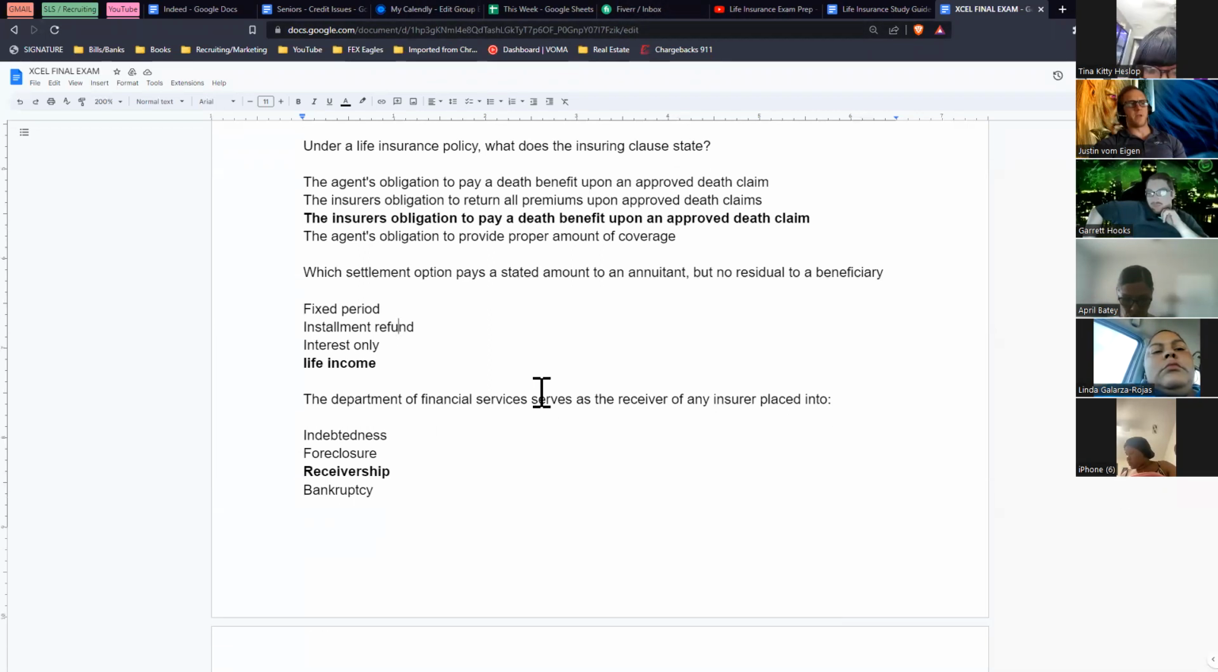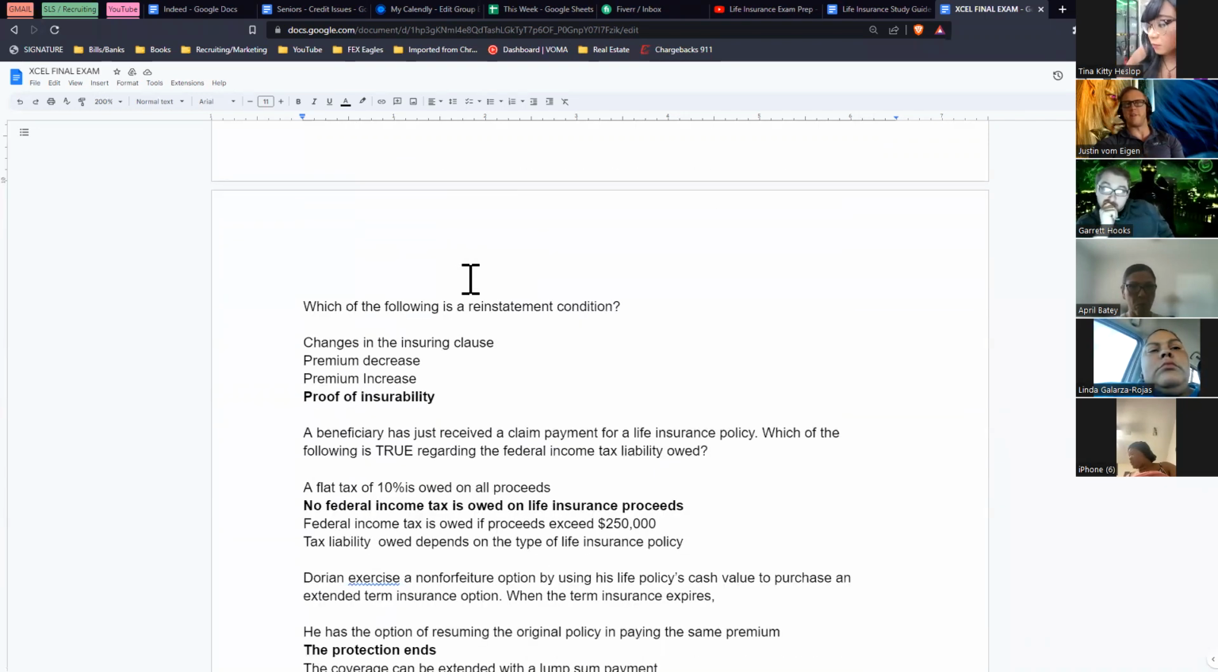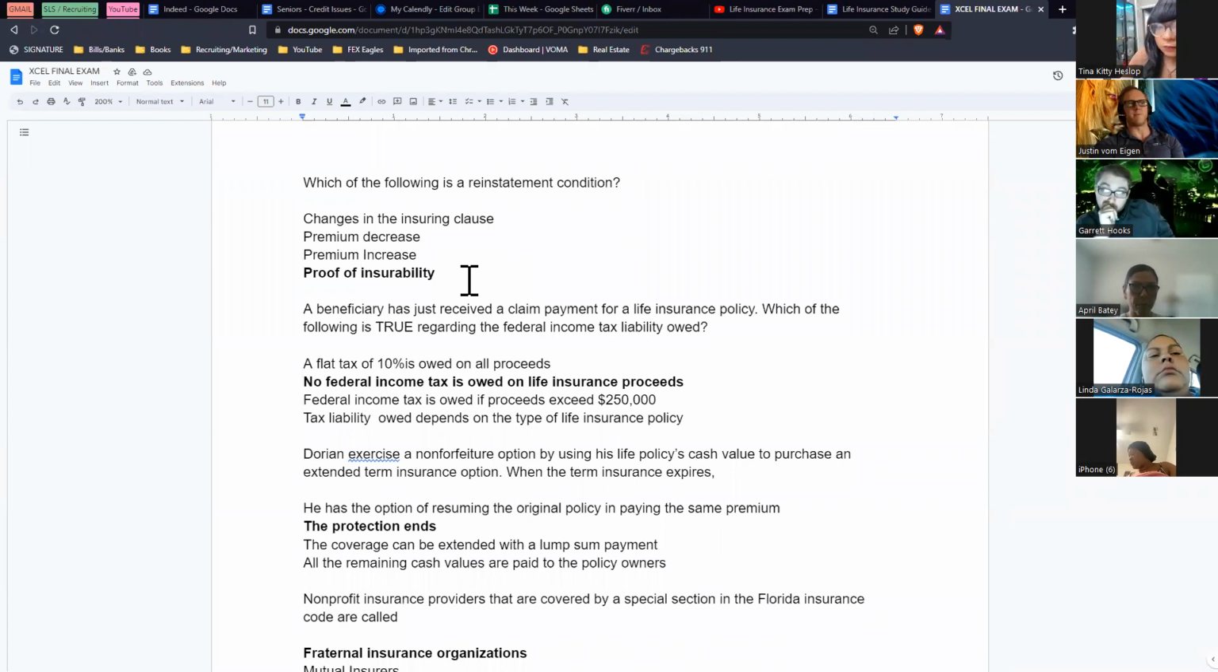All right. The Department of Financial Services serves as the receiver of any insurer placed into indebtedness. Yeah, it's receivership. So the financial term for insolvency of an insurance company is receivership. Okay. Make sense? All right. They like making new words for the same thing. I don't know why they do it, but they like to do it. They're like, we're just going to make new words for everything and then quiz you guys on it to torture you. I haven't noticed that. Yep.